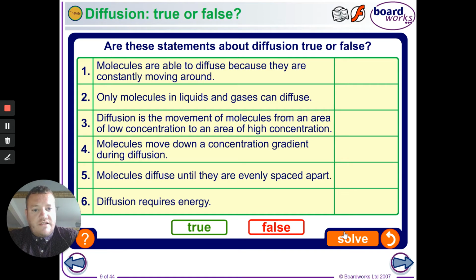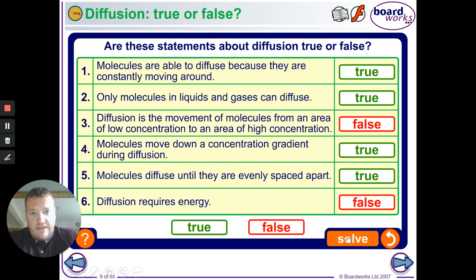Okay, so let's have a look at the answers, see if you got them right. Molecules are able to diffuse because they're constantly moving around. Yes, that one's true. Only molecules in liquids and gases can diffuse. That one's also true. Don't forget, if molecules can't move, you can't have diffusion. Diffusion is the movement of molecules from an area of low concentration to an area of high concentration. That's false. They move from where it's highly concentrated to where it's low concentration.